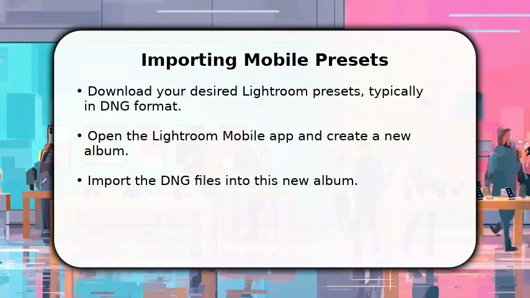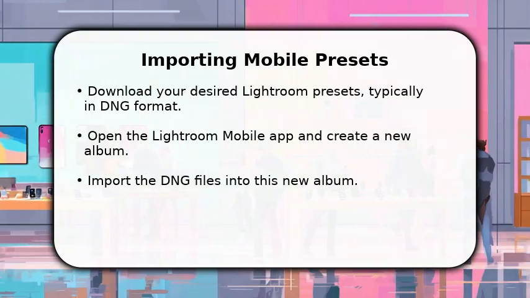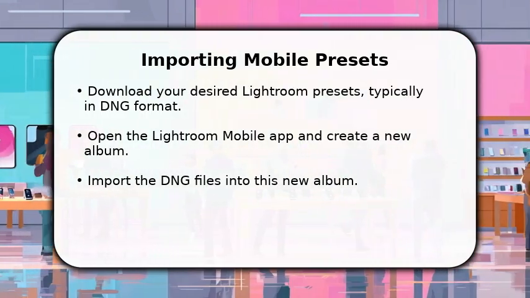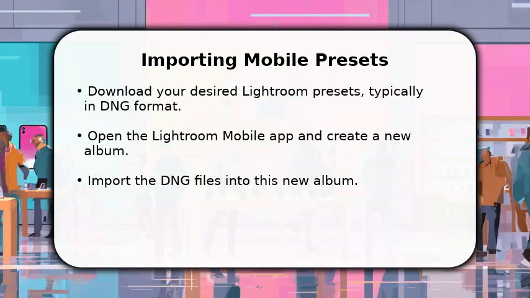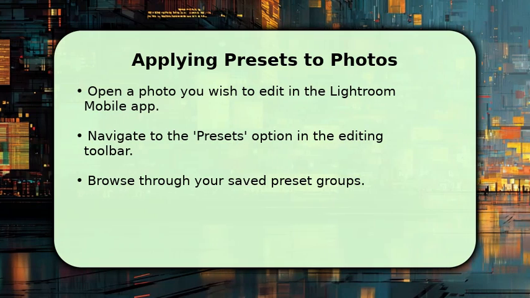Once imported, open each DNG file, tap the three dots icon in the top right corner, and select Create Preset. Give it a clear name, and save it to a new preset group for easy access. Now that your presets are imported, let's apply them.